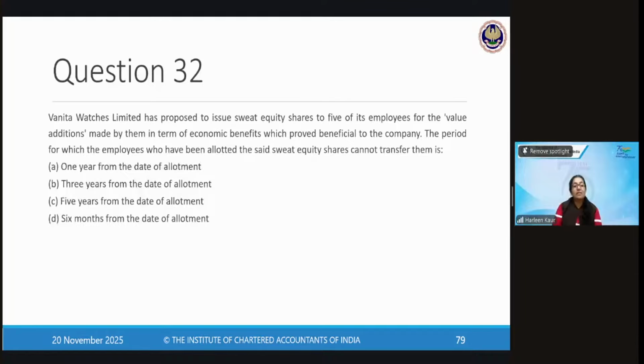Okay, now this one is very, very simple. Sweat equity shares to 5 of its employees made beneficial for the company, for which employees who have been allotted cannot transfer. 1 year from the date, 3 years, 5 years, 6 months.